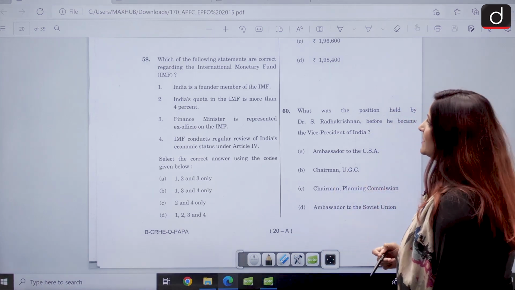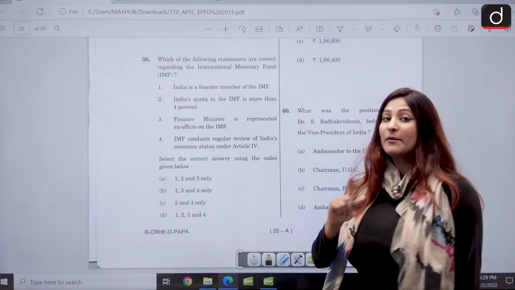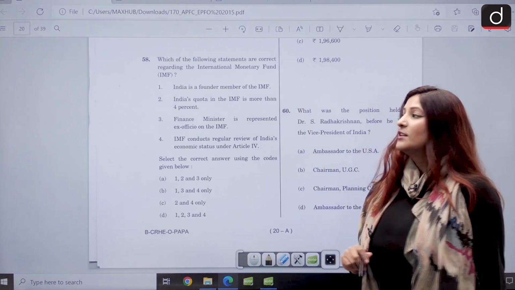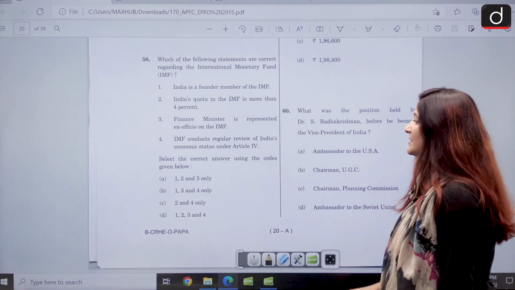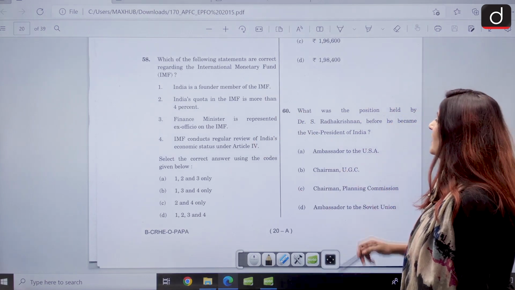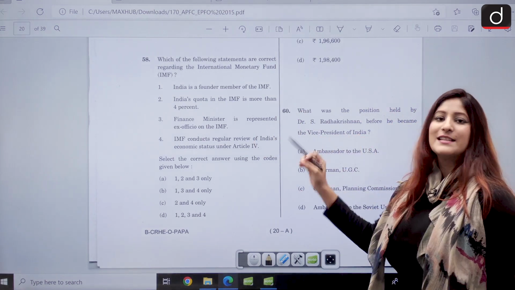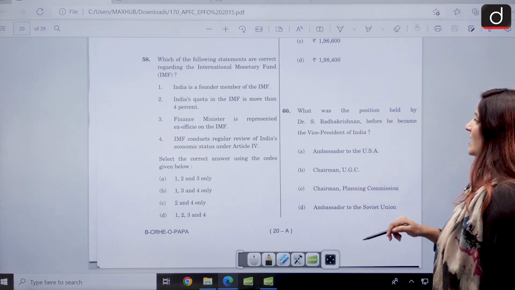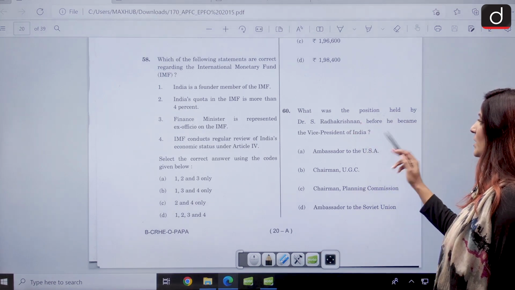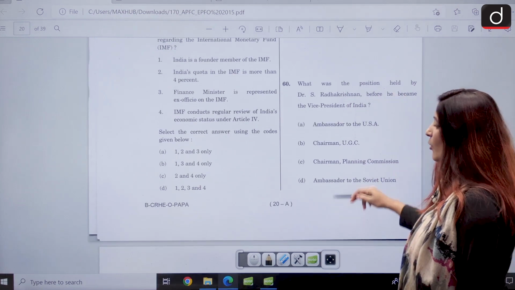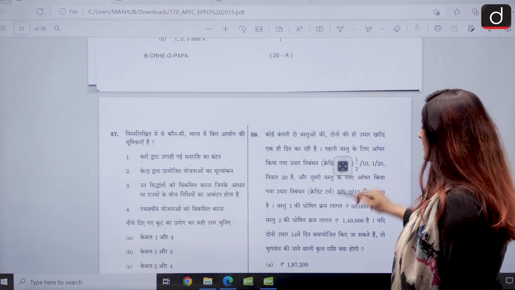Which of the following statements are correct regarding IMF? IMF is again in the news because of Sri Lanka. So look at these particular statements. Let's see if you can solve it or not. Okay. Then this is economics and international organization as well. What was the position held by Dr. S. Radhakrishnan before he became the Vice President? Polity and modern history. Very clearly we can see this.